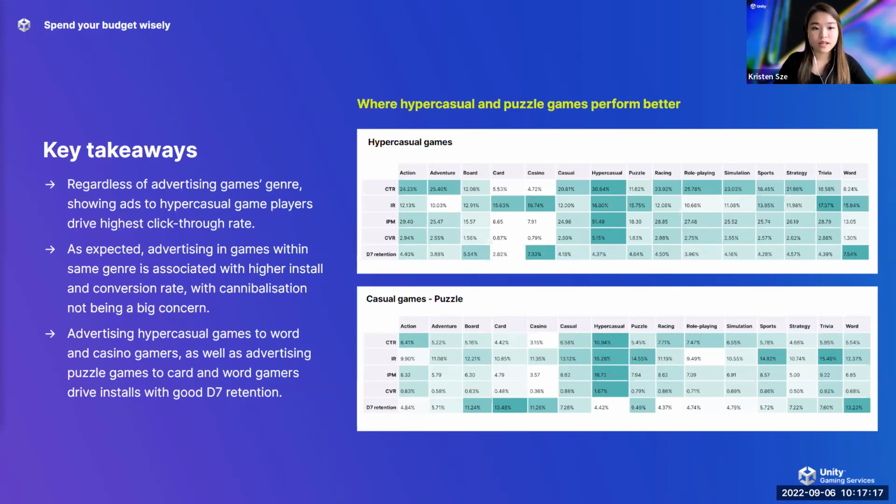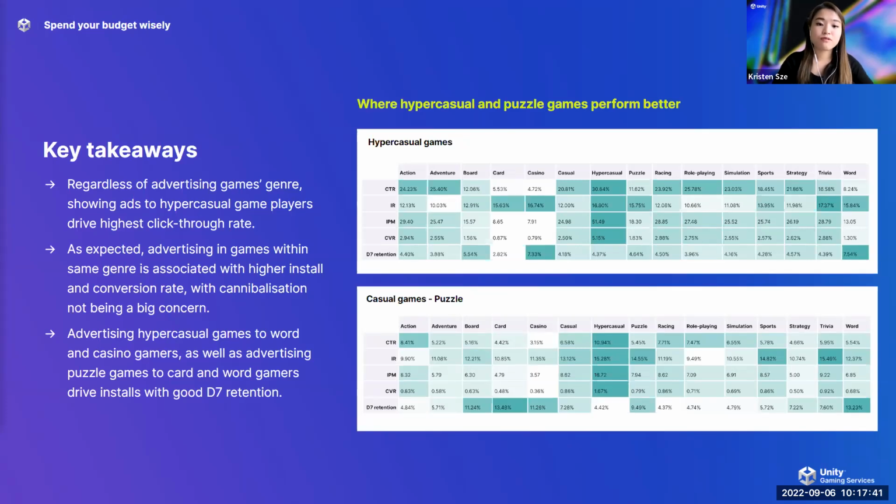Also, not quite surprising, advertising your game in the same genre drives a relatively higher ad install rate and also conversion rate. This is probably because, as you can imagine, you're already advertising your game to the users that like games similar to your own. And more importantly, we found that cannibalization does not seem to be a significant concern for this type of targeting. Even when users do download the new games after seeing an ad, they don't turn away from the original game completely in a lot of cases.